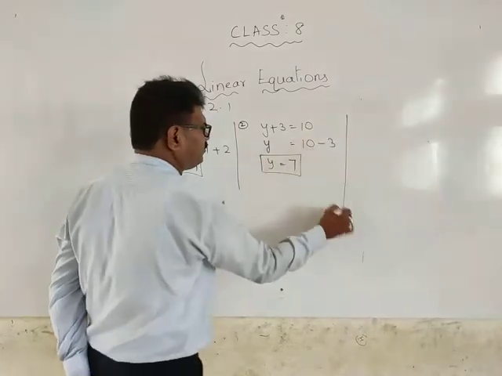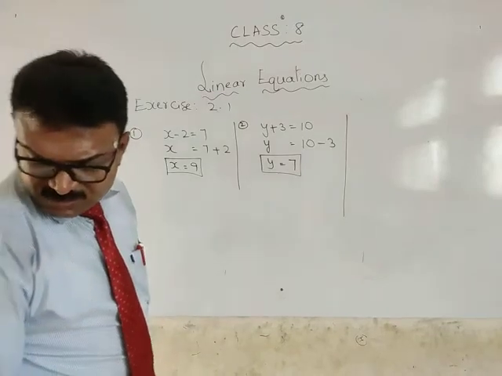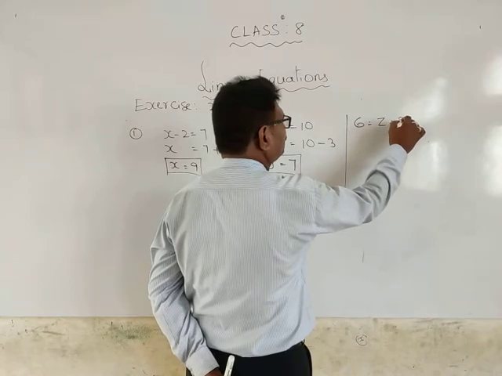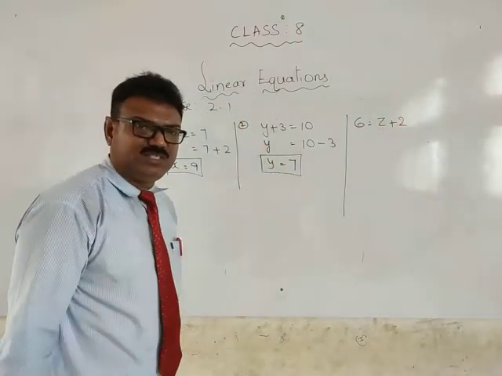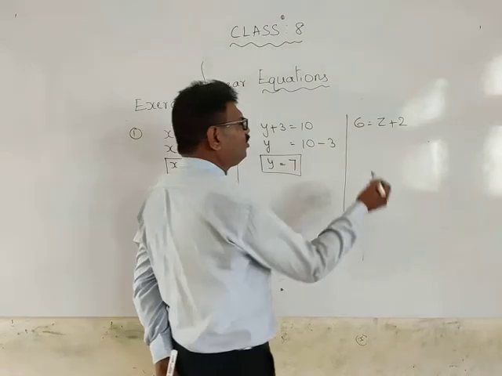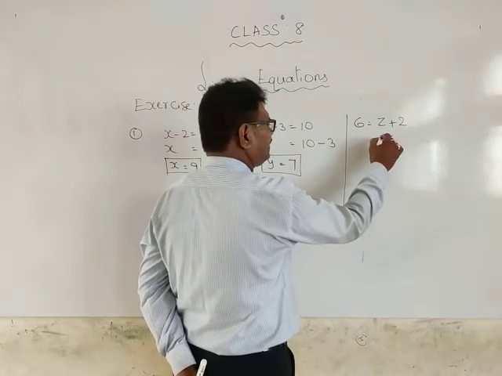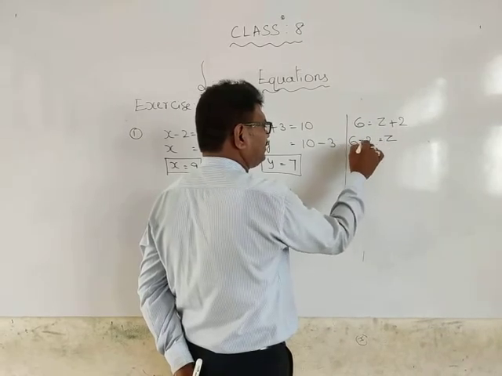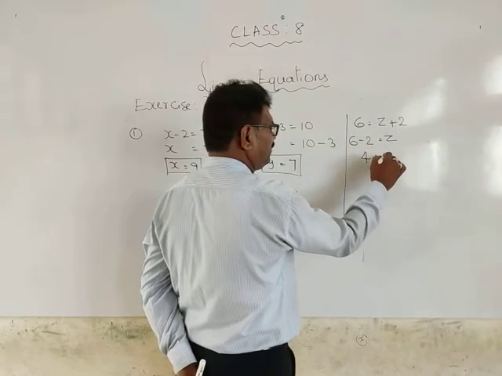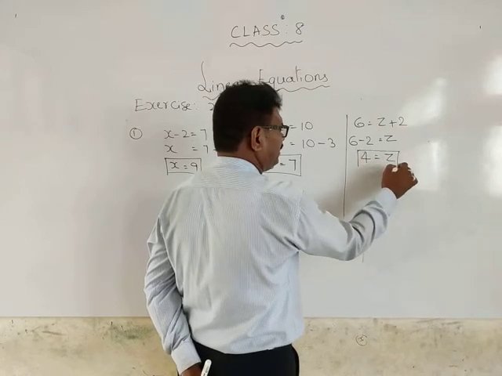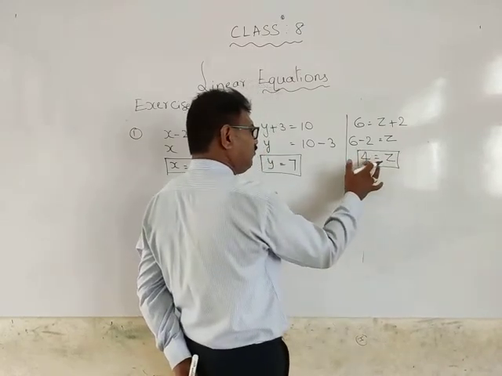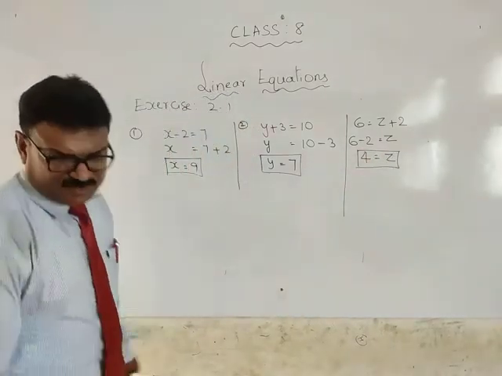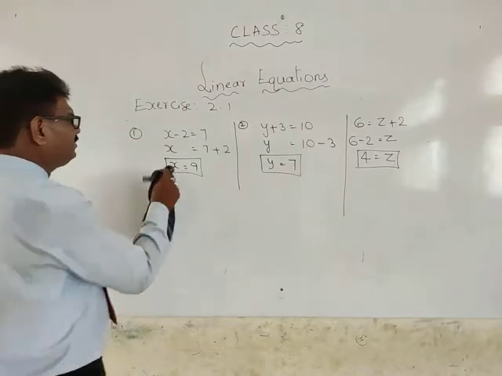Only very simple problems. Next question: 6 is equal to z plus 2. No problem, z you write on the right side only. Plus 2, if it comes here, becomes minus 2. 6 minus 2 is 4. Therefore z is equal to 4. You can say z equal to 4, or 4 is equal to z, also the same thing. Did you understand? Very easy. Any questions?